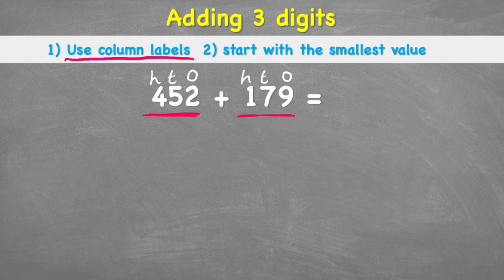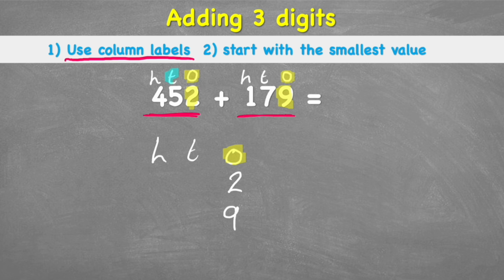Now the reason I do that is because when I'm about to put them in my columns like I am now, ones, tens, hundreds, I can very clearly see which one of these is going to go in the right column. So let's say I'm starting with my ones. I can clearly see I have a 2 in the first number and a 9 in the second number. So let's put those in place. 2 on the top, 9 on the bottom.